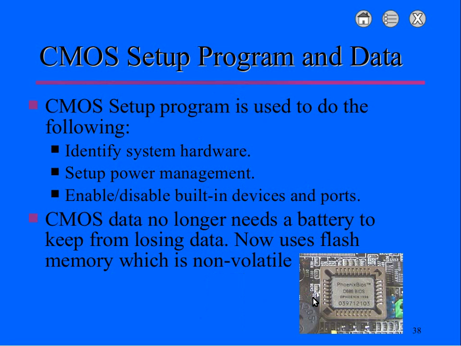Now the CMOS setup on the PC was a way of setting some of the settings for the BIOS. For example, if you added new hardware, you would have to go into the CMOS setup program to tell it what kind of hardware you had. If you had a new disk drive, hard drive particularly, you'd go into the setup and you'd tell it what kind of hard drive you attached to the computer.